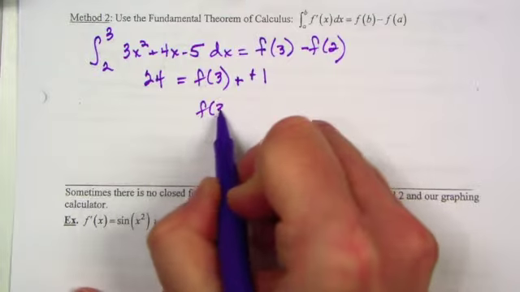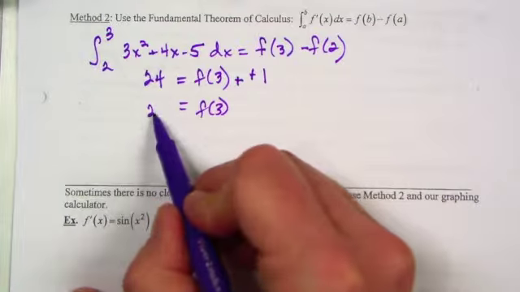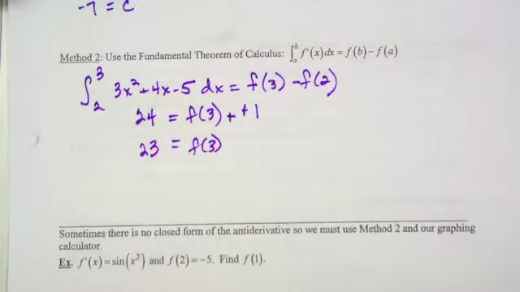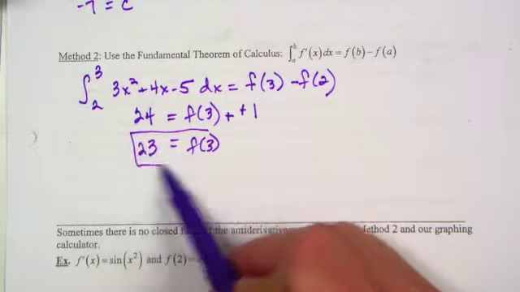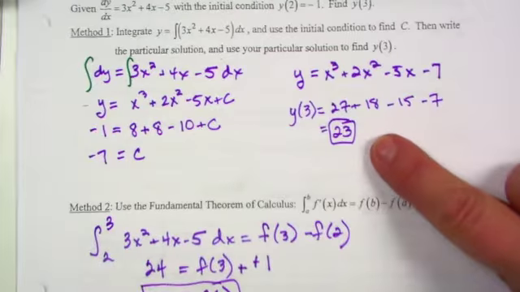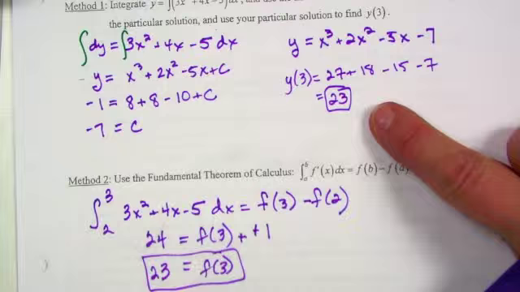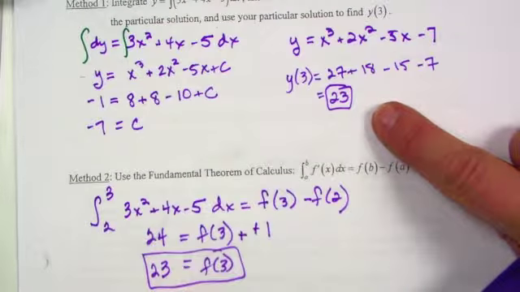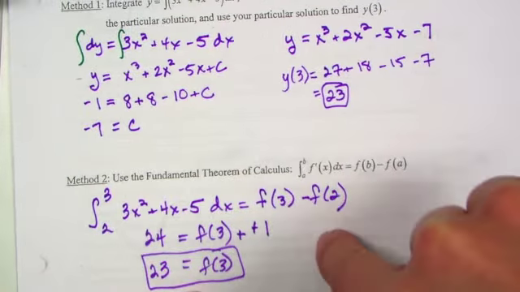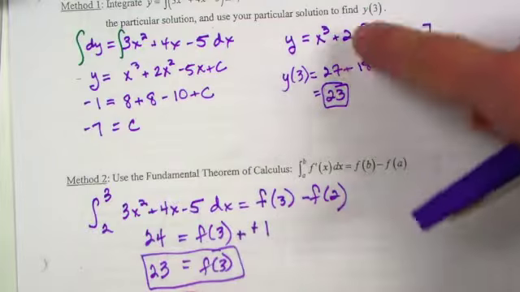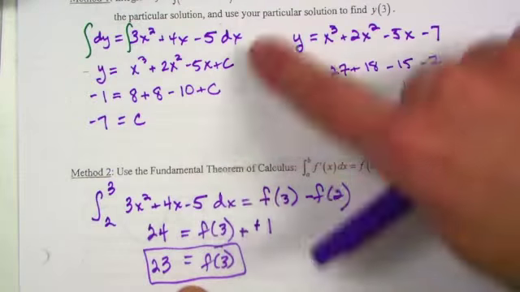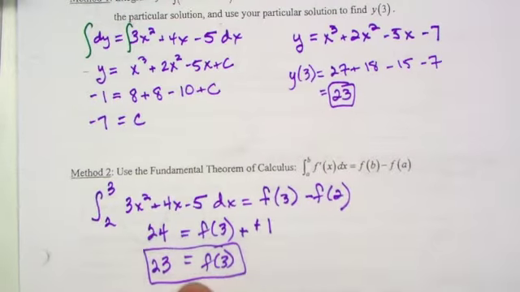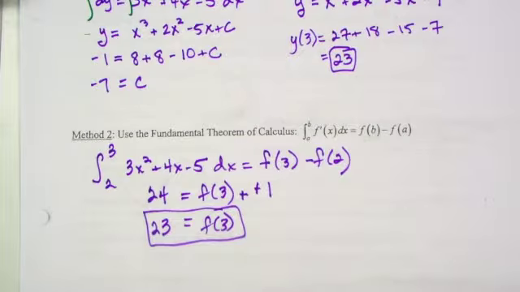So f of 3 is equal to 23. That's the same exact thing I got up here, right? Okay, I like that. But I just got it from using the fundamental theorem. Now this one is fine. I mean, you can integrate all of this by hand, so you could certainly do it without a calculator.